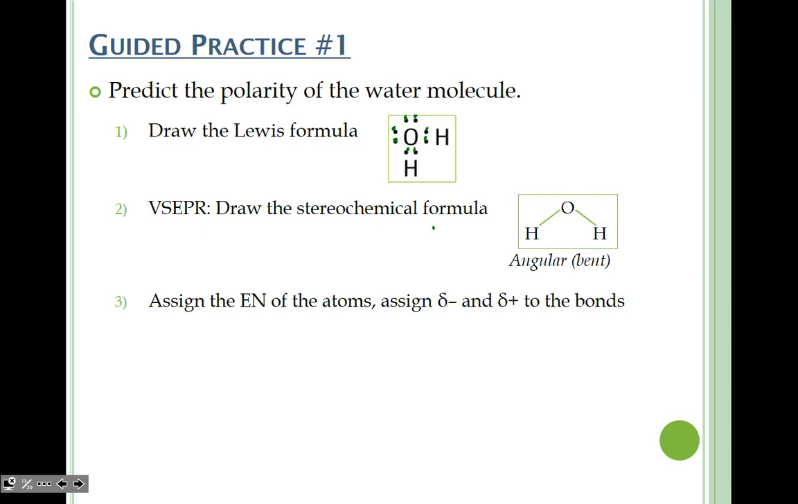And now we're going to assign EN numbers to the atoms, and we're also going to assign the delta signs, whether it's negative or positive, to the bonds. And then we're going to draw in our bond dipoles. So let's do that. Oxygen has an EN number of 3.4. Hydrogen is 2.2, but you always use your data booklets to figure this out. Okay, so what's happening here is that the electron is going to move to this part of the molecule. 3.4 is obviously higher than 2.2.